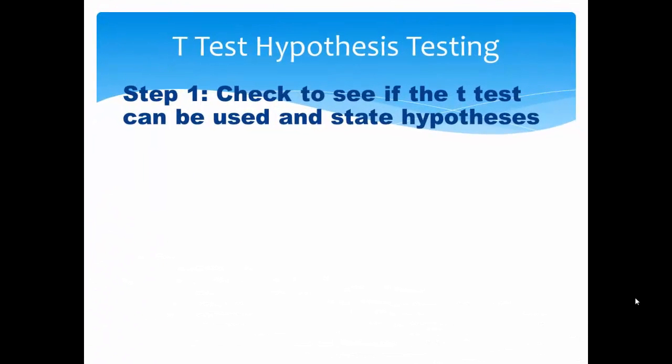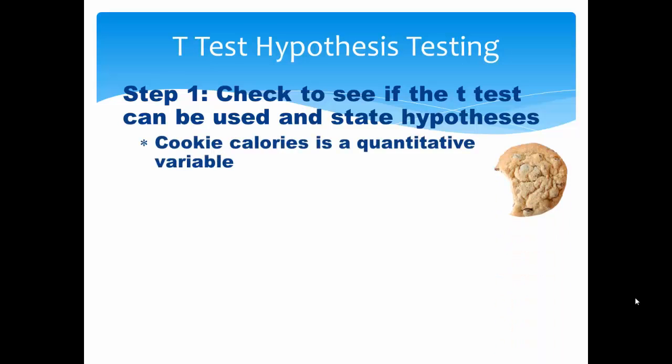So we're going to go through the steps that I listed earlier for hypothesis testing. And the first one was to check and see if I could even use the t-test. So first of all, my chocolate chip calorie count is a quantitative variable. In this case, it's 110 calories, or my sample data from 100 to 185 calories. So that is a numerical value. It is quantitative.